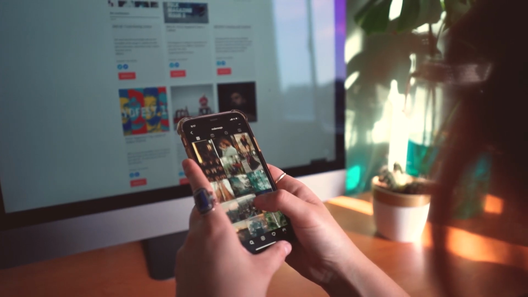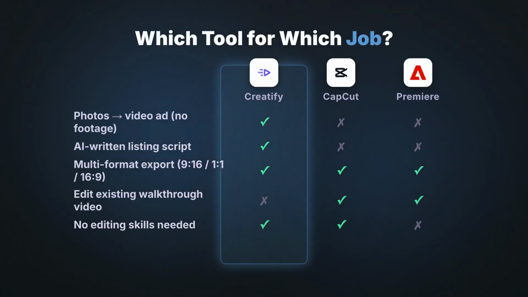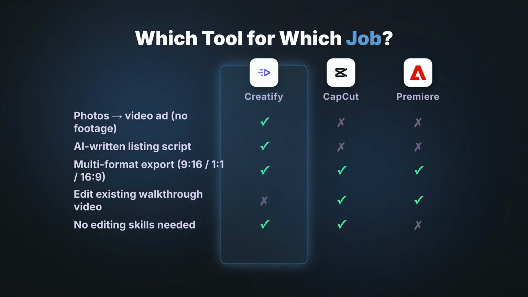Now, to be fair about where Creatify fits versus the alternatives, if you already have a professional video walkthrough and just need captions and cuts, something like CapCut or Adobe Premiere does that job. Creatify's specific strength is the zero footage case, when all you have is photos and a listing description and you need a video ad today. That's the gap it actually fills.